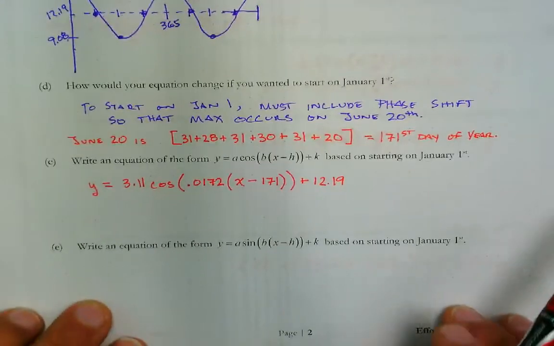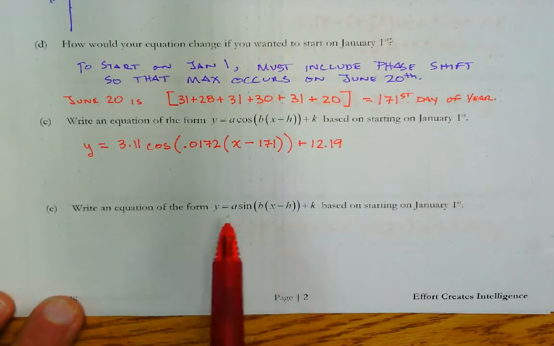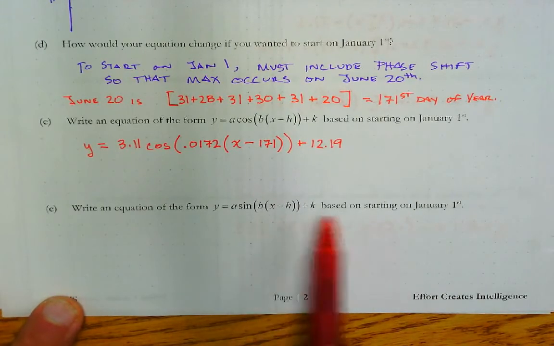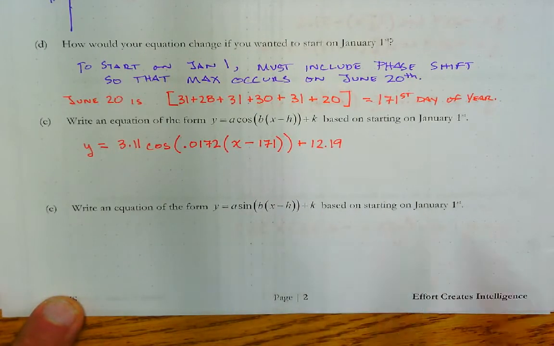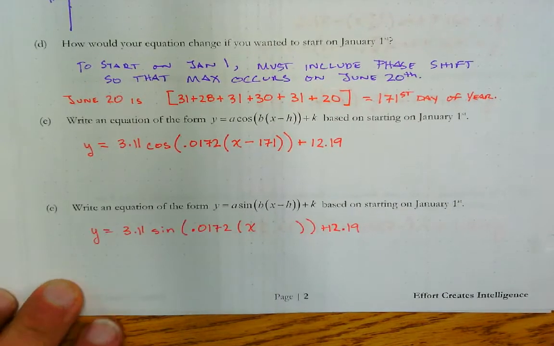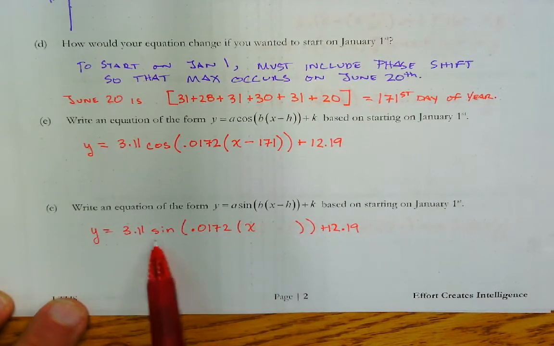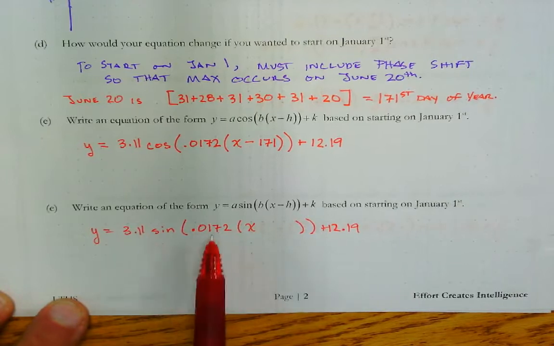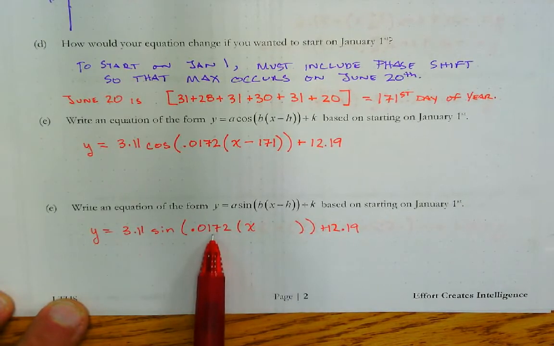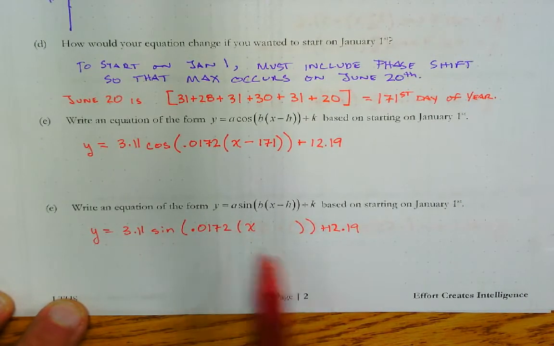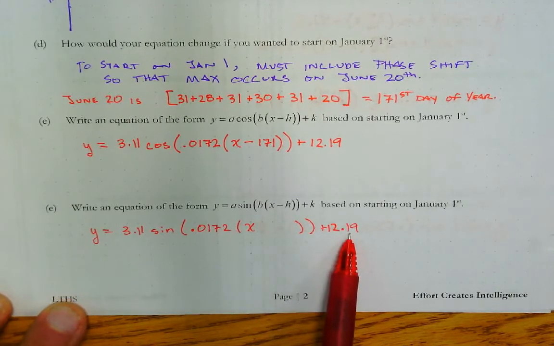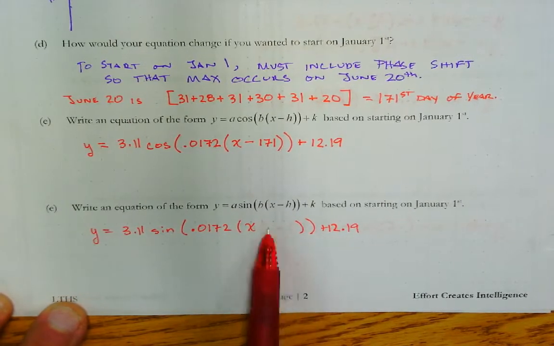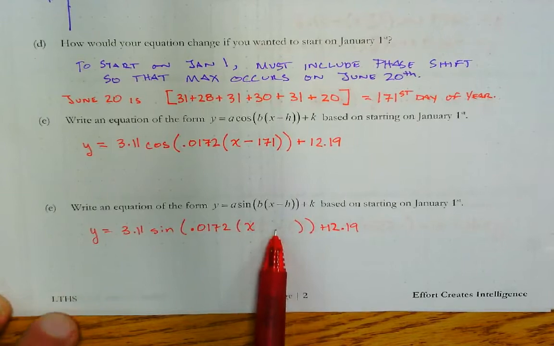All right, so what about part E? Now we're asked to write this equation with a sine based on starting January 1st. So what would that look like? Well, once again, we'd have this general form. Amplitude hasn't changed, period hasn't changed. This is 2 pi over the period. And the vertical shift hasn't changed. The only thing is our phase shift will have changed.